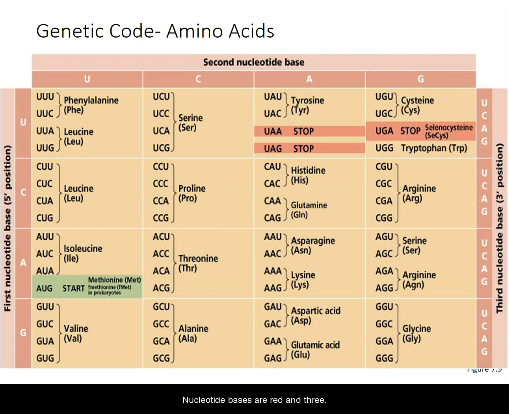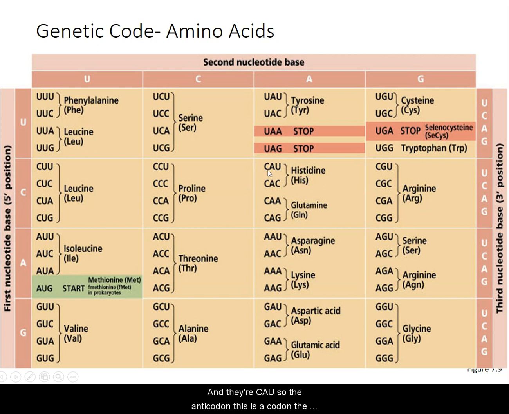Nucleotide bases are read in 3s. The 3 nucleotide bases code for 1 amino acid, and that's called a codon. So the messenger RNA carries the codons. There are also start and stop codons. We just said that. And then transfer RNA carries 3 matching nitrogenous bases that are complementary to these, that are called the anticodon. Now, let's just take this one right here.